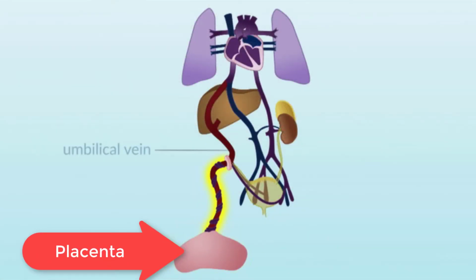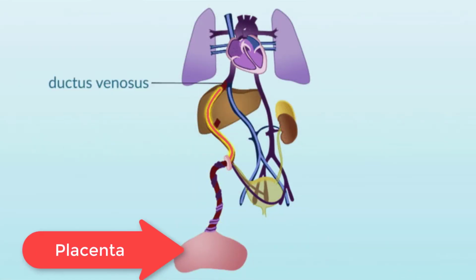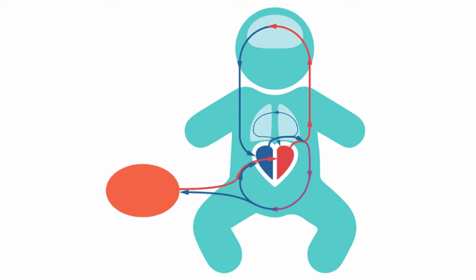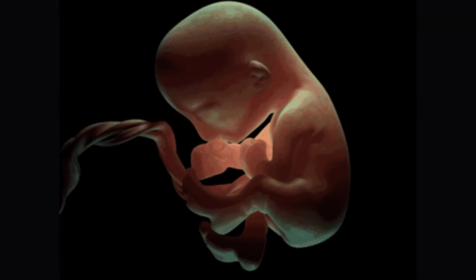Oxygenated blood travels from the placenta to the fetus's systemic circulation through a series of shunts. Fetal circulation involves the circulation of blood from the placenta to and through the fetus and then back to the placenta. A properly functioning fetal circulatory system is essential to sustain the fetus.